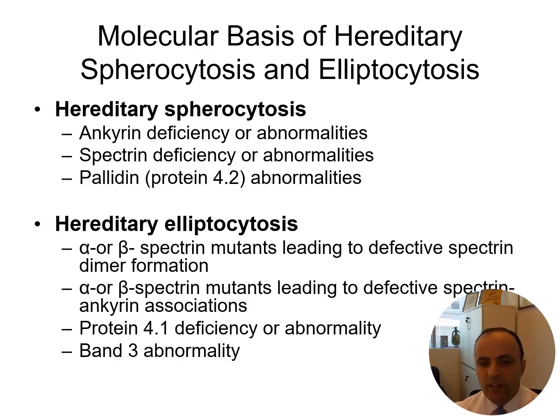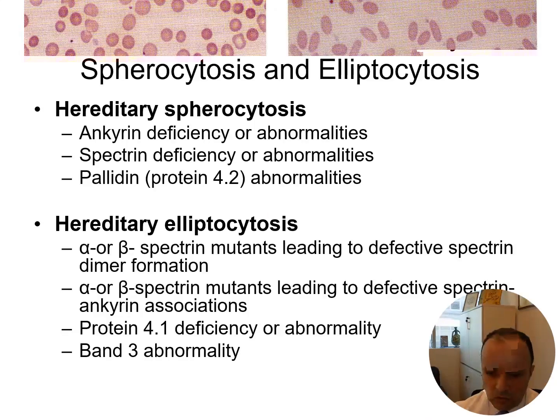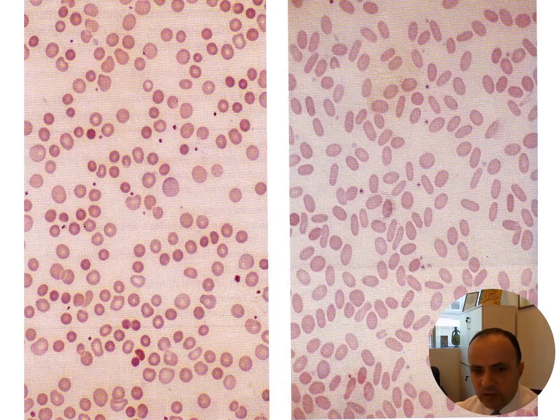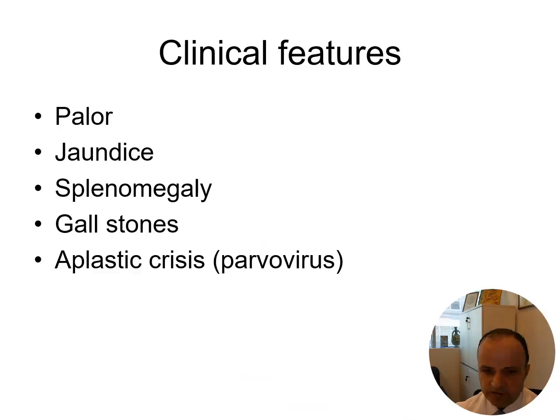You don't need to remember which proteins give you what entity. I don't remember them, but essentially a defect in the cytoskeleton loses the biconcave shape. It becomes either elliptical, elliptocytosis, or spherical, hereditary spherocytosis. And this is what you see in the smear. You see loss of the central pallor, and these are large spheres, unlike the microspheres that you see in hemolytic anemias. These are large spheres because of the full volume of the red cells in there, and this is what you see in hereditary elliptocytosis.